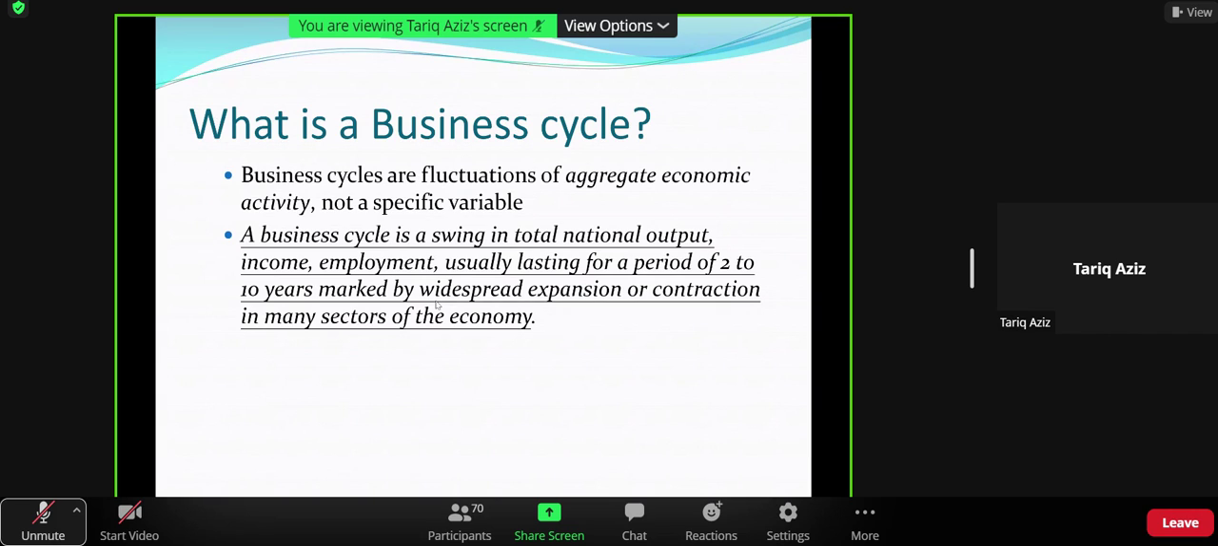So these expansions and contractions, as I have mentioned, are not specific to any particular economic variable. Say, for example, inflation, or it may be the stock market, it may be industrial output. So these are specific economic indicators. But when we talk about business cycles, they are widespread in all sectors of the economy. The whole economy sometimes expands and sometimes contracts. It passes through periods of expansion and contraction, and this is called a business cycle.